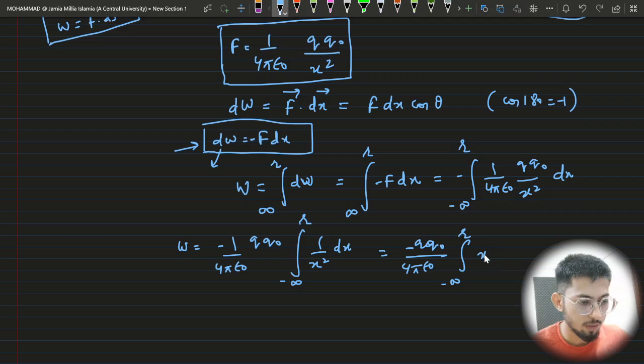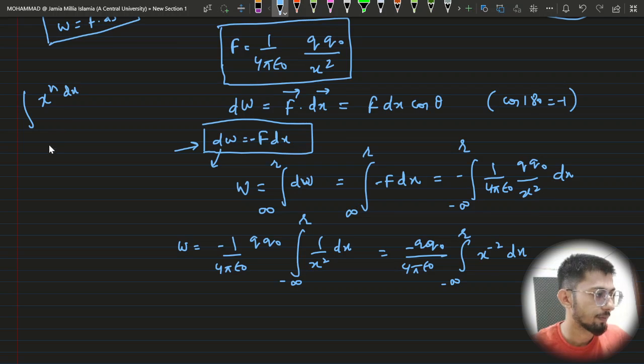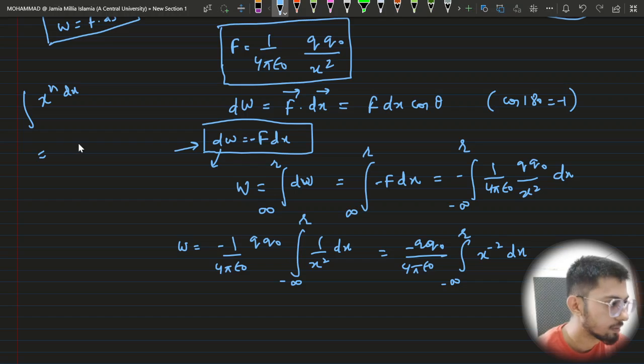Now you can write it as x to the power minus 2 dx. And you might also know this: what is the formula for the integral of x to the power n? No, I don't know. There is this formula. Wait, what? I never learned it. Yeah, you have not learned this.